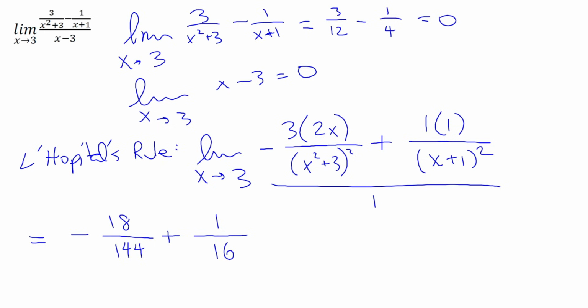turn the 144. We can divide that by 16. Actually, 9 times 16 is 144. So conveniently, we could reduce that fraction down to negative 2 over 16 plus 1 over 16. Right? We don't want to take it all the way down to negative 1/8, because then we're just going to have to bring it back up to the negative 2/16. So negative 2/16 plus 1/16 is just negative 1/16.